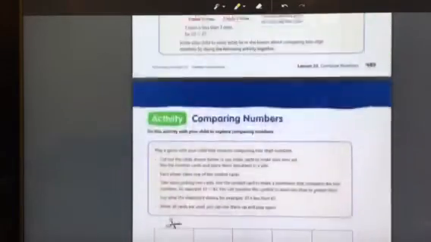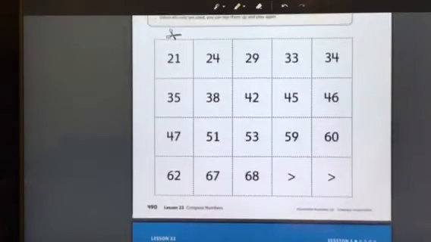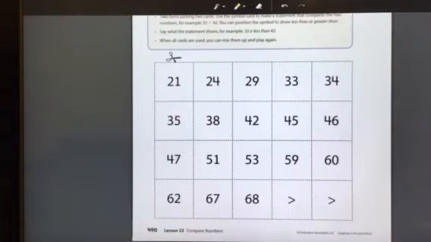On the back side of this letter is an activity that you might want to do at home to help your child better understand using the greater than and less than symbol. All you would have to do is cut out these numbers, choose two numbers, and then have your child place the symbol facing correctly towards whichever number is greater than or less than.